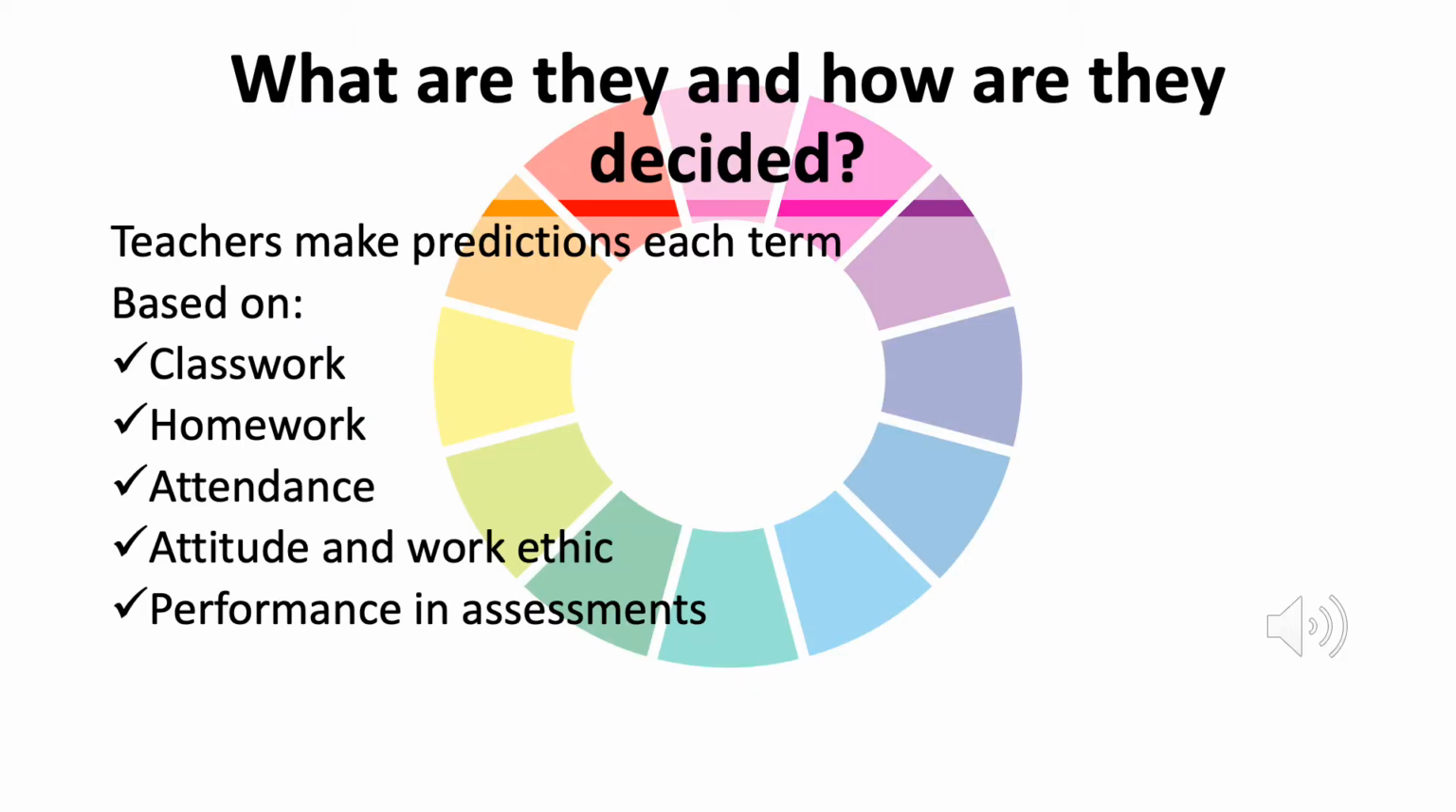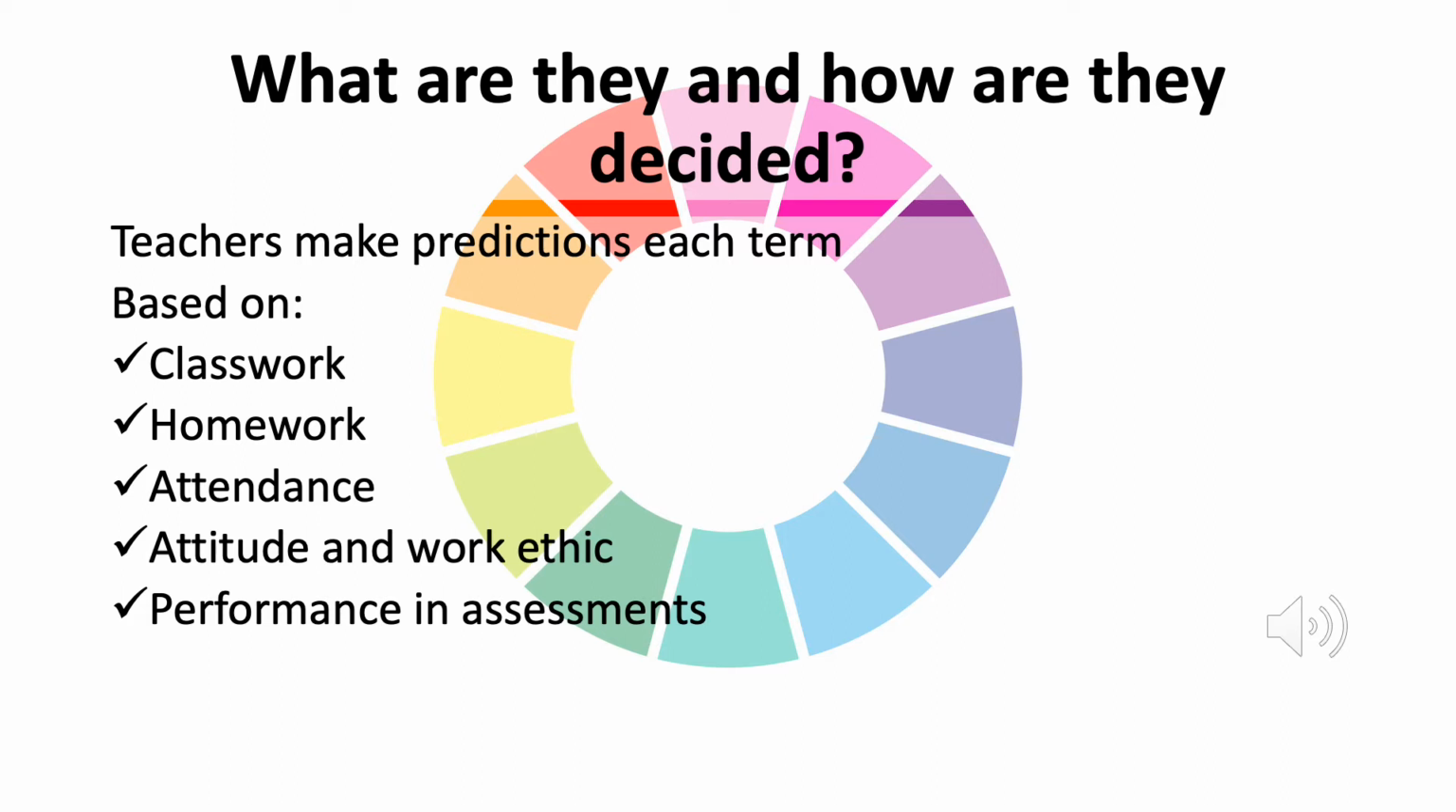The first thing you need to understand is what are colour groups and how are they decided? Well, colour groups are essentially intervention groups. They identify the strengths and weaknesses your child has in all of the subjects they study. They're decided when teachers make predictions each half term about how they think your child is going to do in their GCSEs. They make these predictions based on classwork, homework, attendance, attitude and work ethic, and performance in assessments.